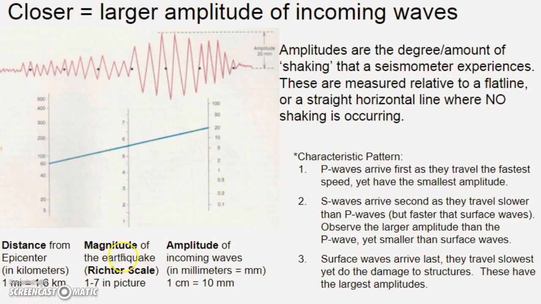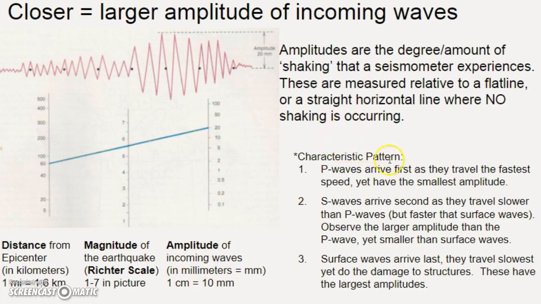Notice your middle is a magnitude scale. It's a Richter scale. We can convert this into the amount of energy that is released in the earthquake. And lastly, your final right column, that's an amplitude in millimeters. Notice that in 1 centimeter, there are 10 millimeters. So notice, if this is 20 millimeters, that would be 2 centimeters.